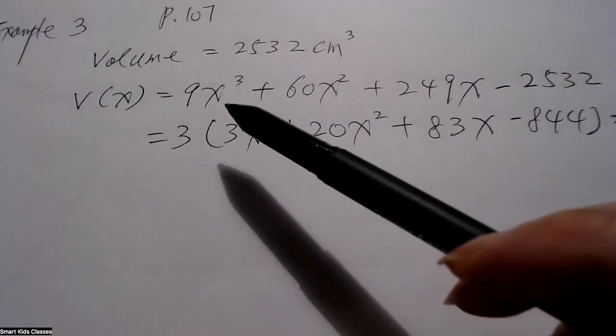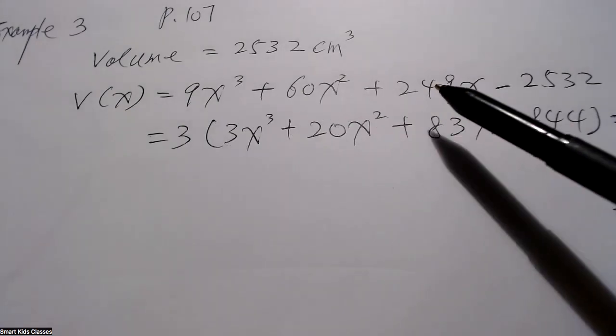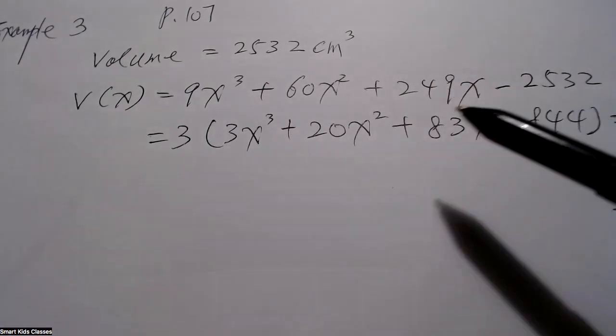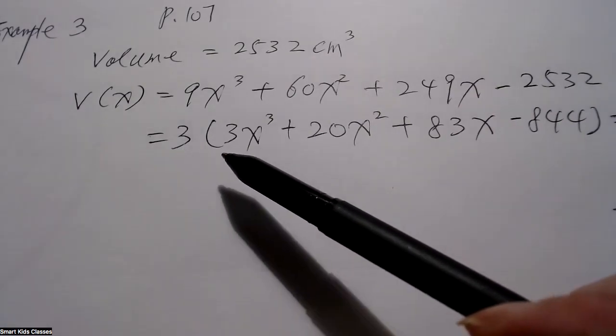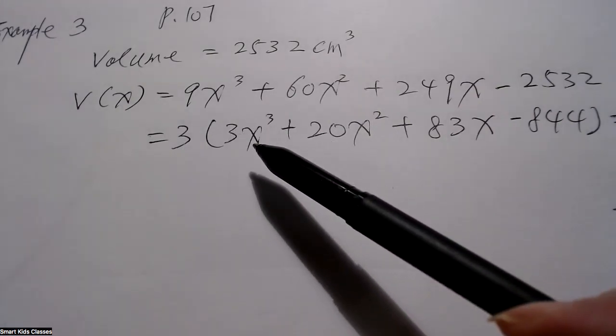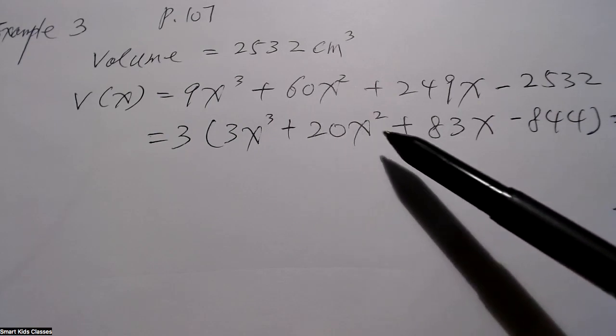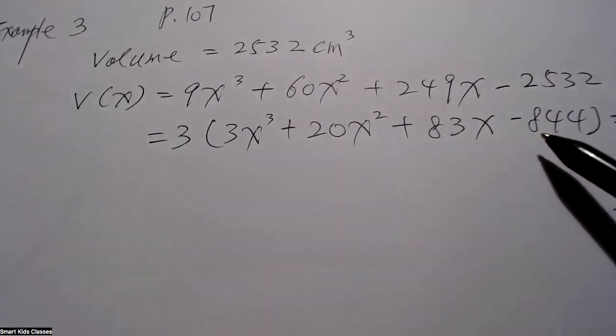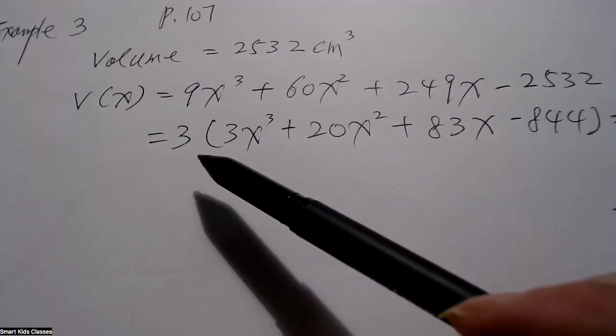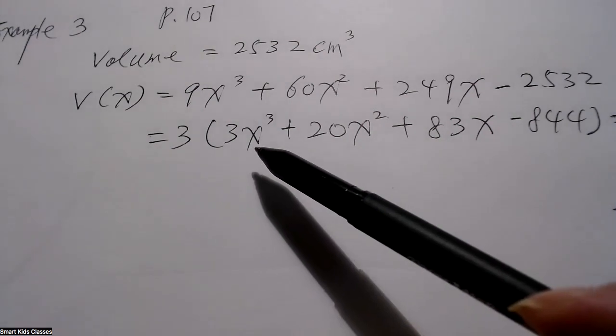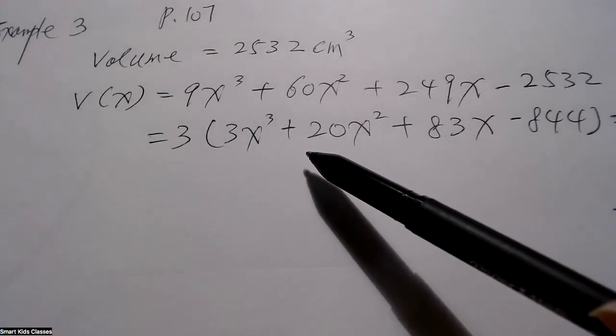Now we're going to factor this huge equation. We find 3 is the common factor for these 4 terms. So we factor out 3. The first term we left is 3x exponent 3, 20x exponent 2, 83x minus 844. So each term is reduced by 3. Now from here, we're going to find the rational root factors.